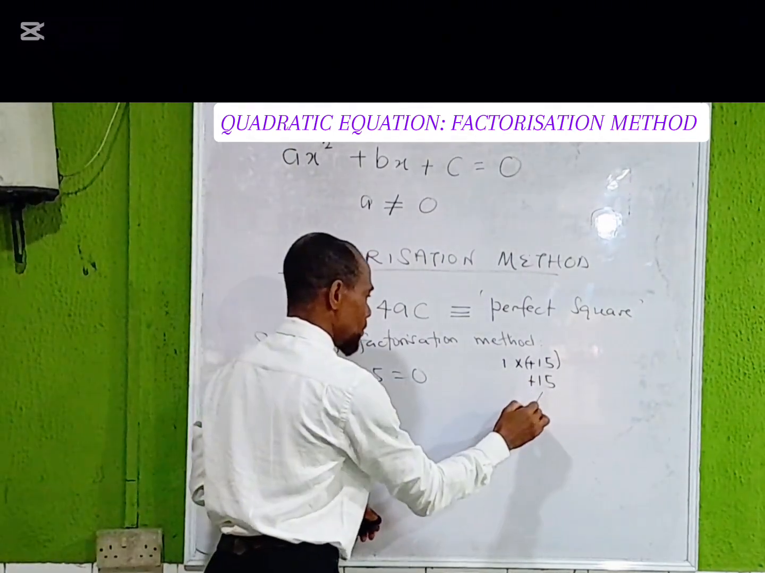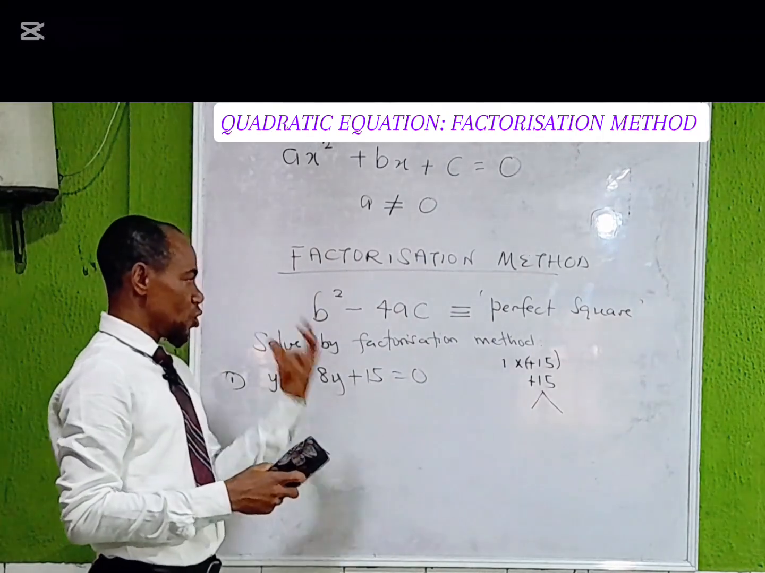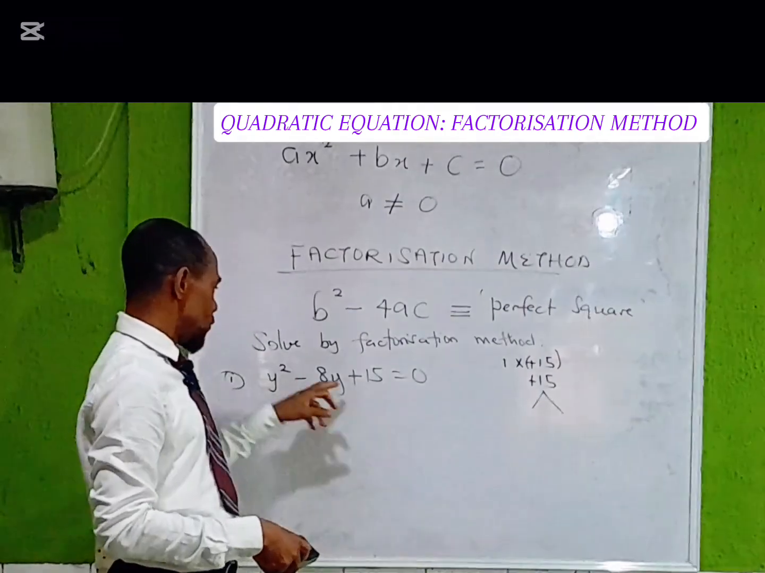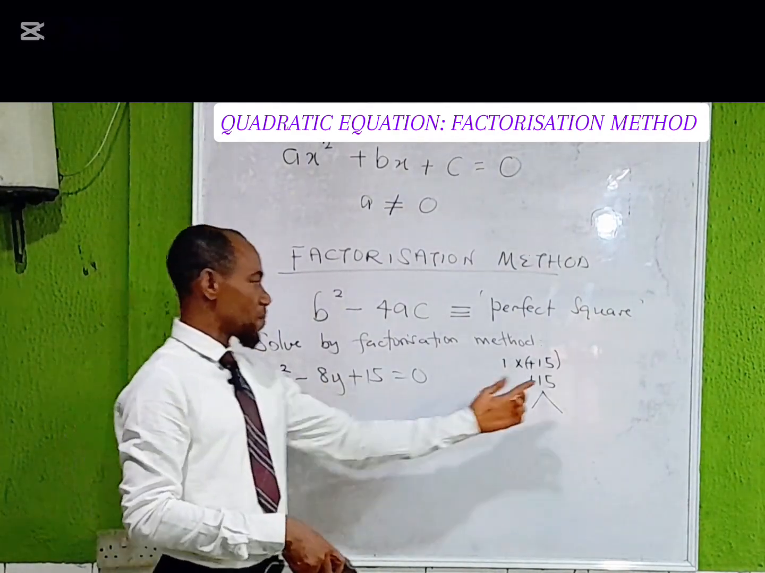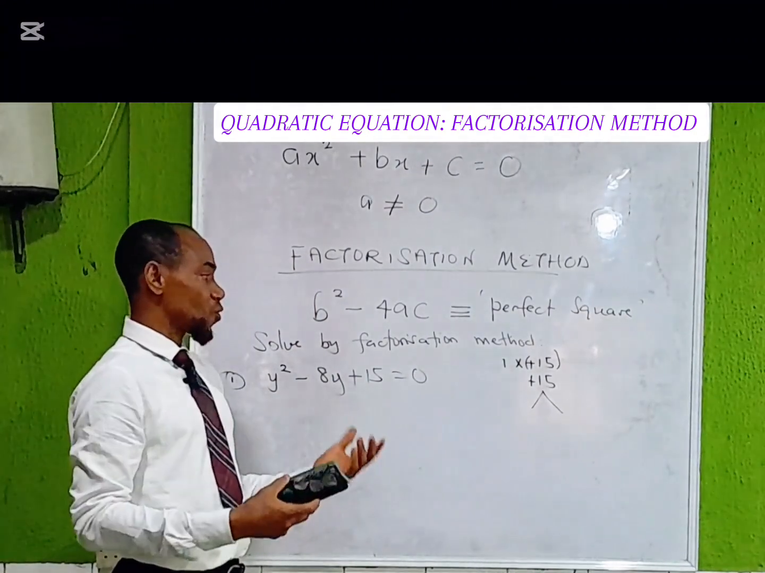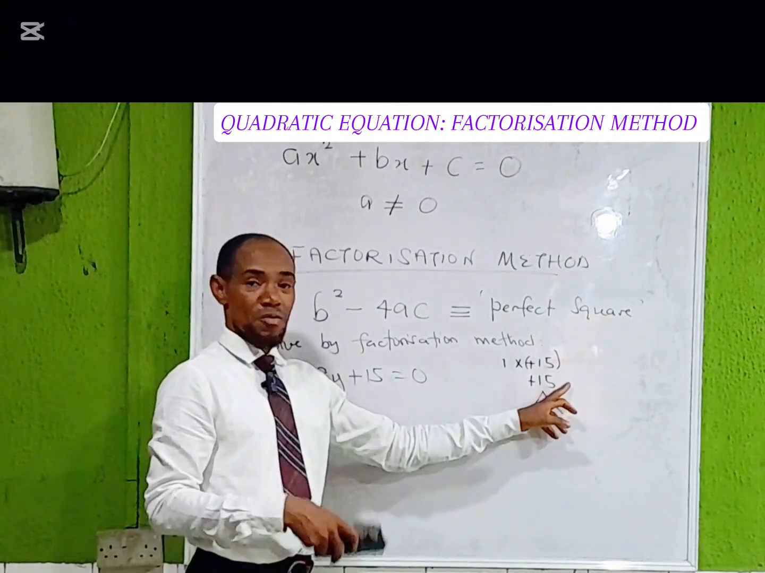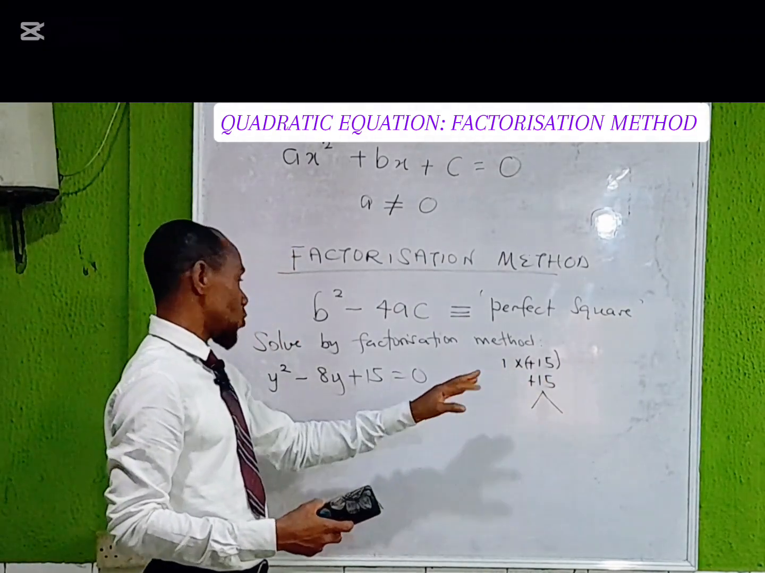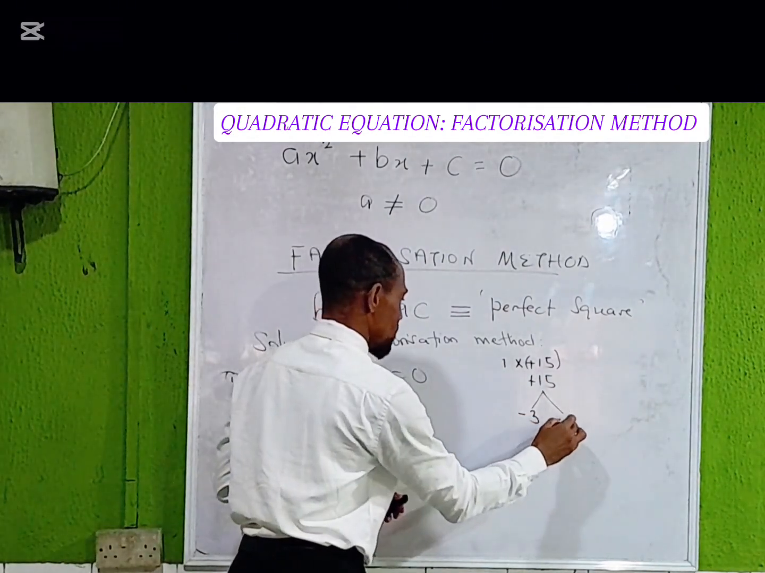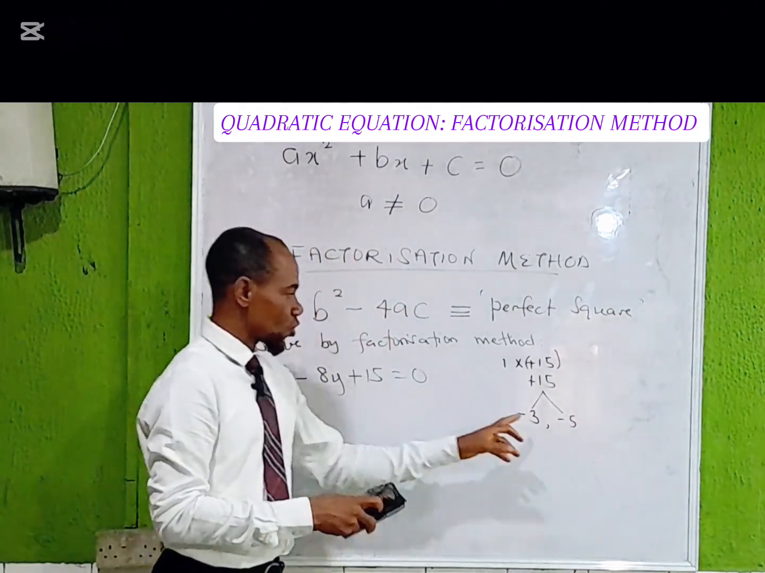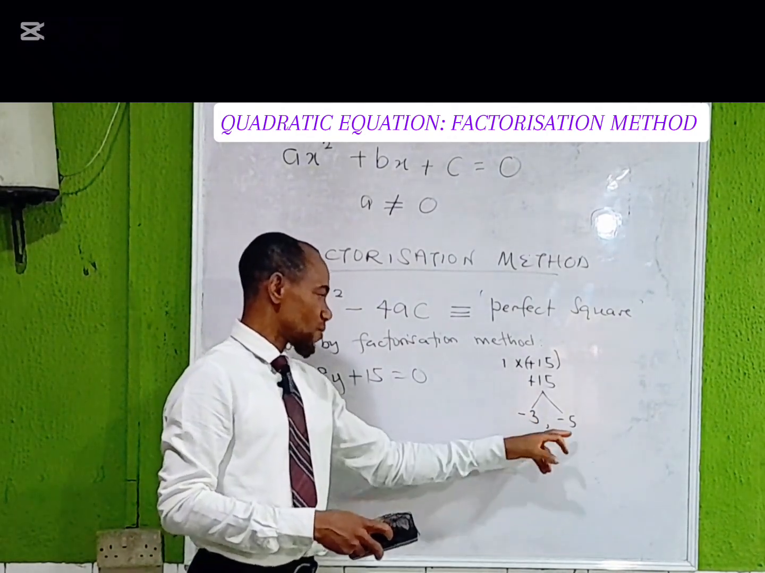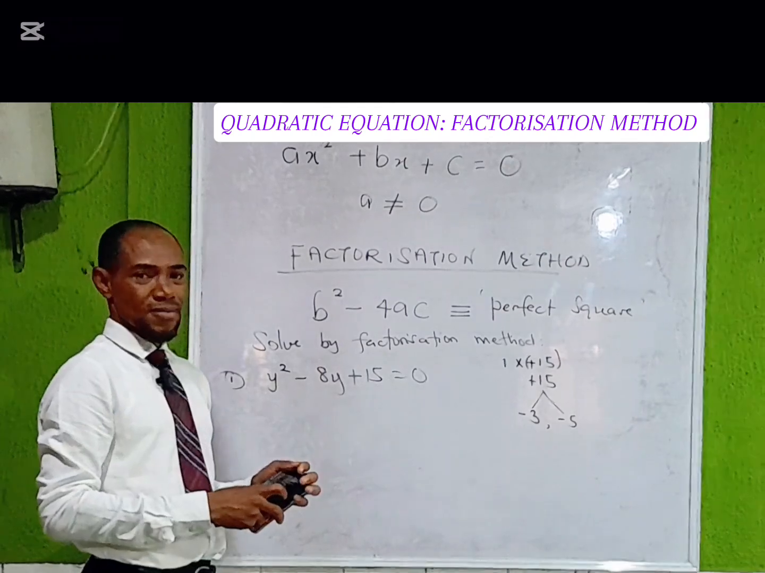The next step is, mentally, you think of the factors of 15 that at the same time give you minus 8. Of course, plus 15 has several factors. We've got minus 1, minus 15, plus 1, plus 15, which will both give us plus 15 when you multiply. However, none of those two sets of factors give us minus 8. Hence, we go for others, and these are minus 3 and minus 5. Because minus 3 times minus 5 is plus 15 on one hand. Then minus 3 plus minus 5 gives minus 8.